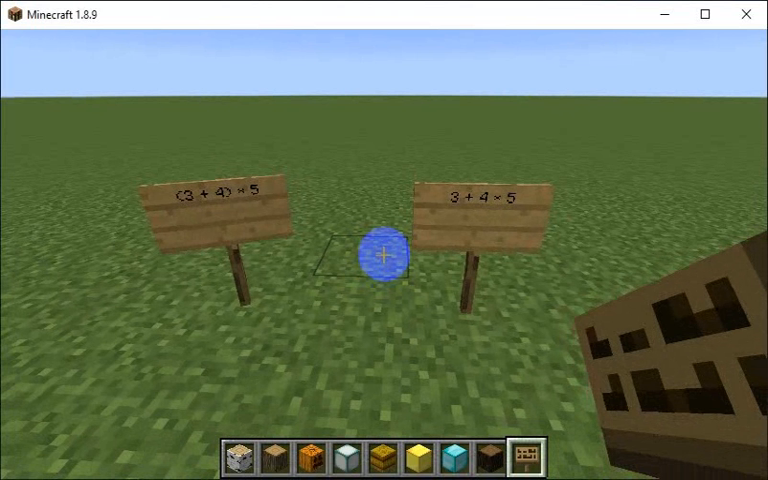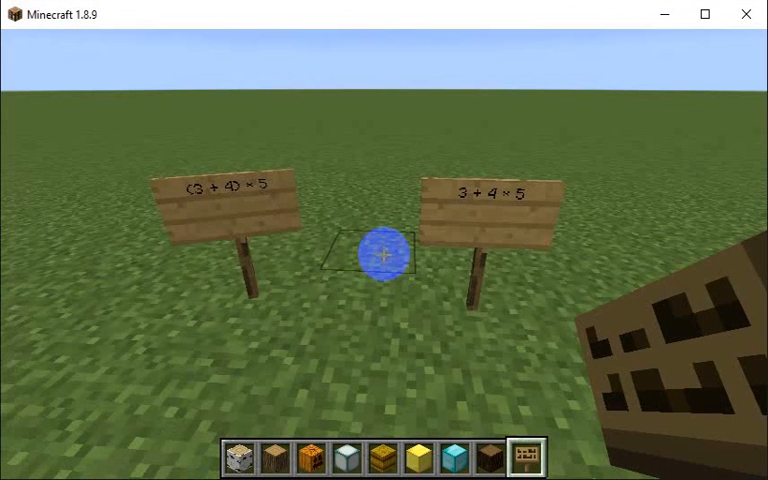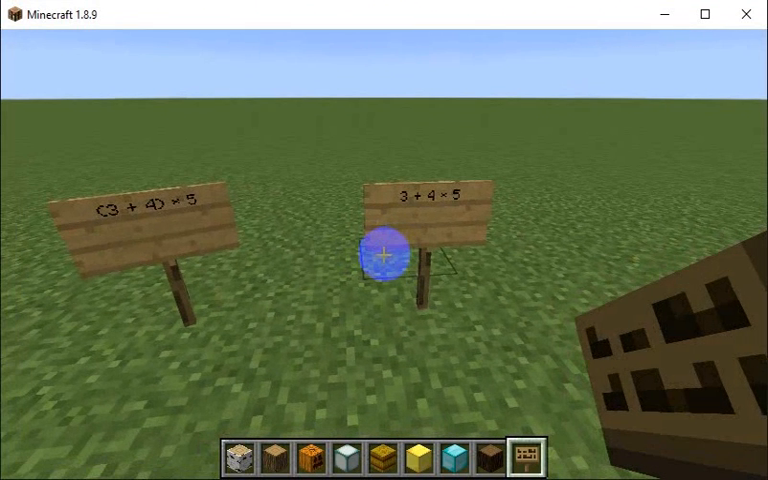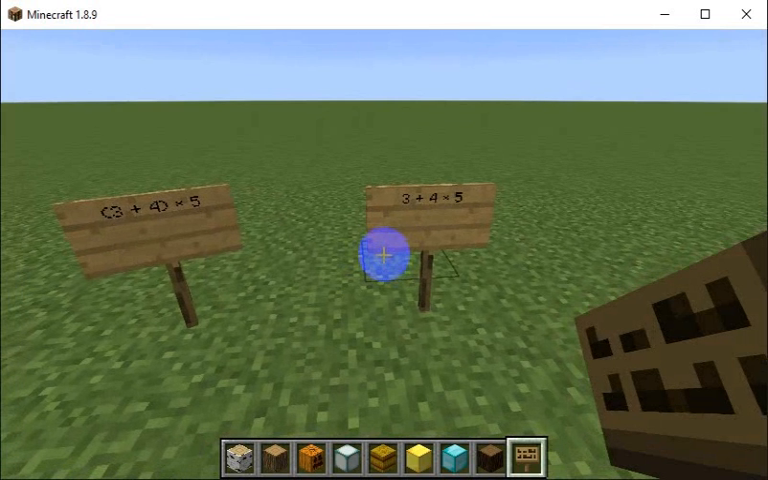Today I am looking at the difference between these two equations. On the left, we have a sign saying 3 plus 4 times 5, but the 3 plus 4 is in brackets. On the right, we have a sign saying 3 plus 4 times 5, and there's no brackets anywhere.